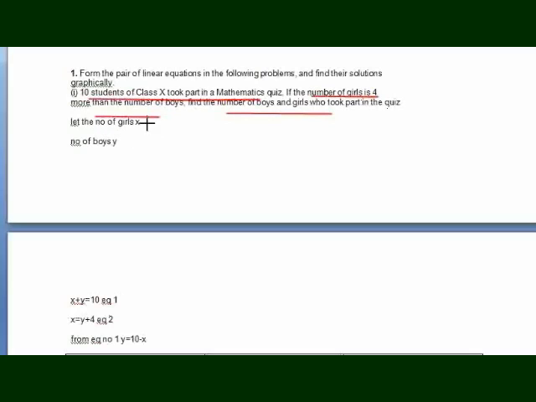So we don't know how many girls there are, and we also don't know how many boys there are. So let us assume the number of girls as x and the number of boys as y. According to the first line, 10 students, the class has 10 students. If I combine the number of girls and the number of boys, we get the 10 students. So equation number 1 will be x plus y is equal to 10, or y is equal to 10 minus x. This is equation number 1.